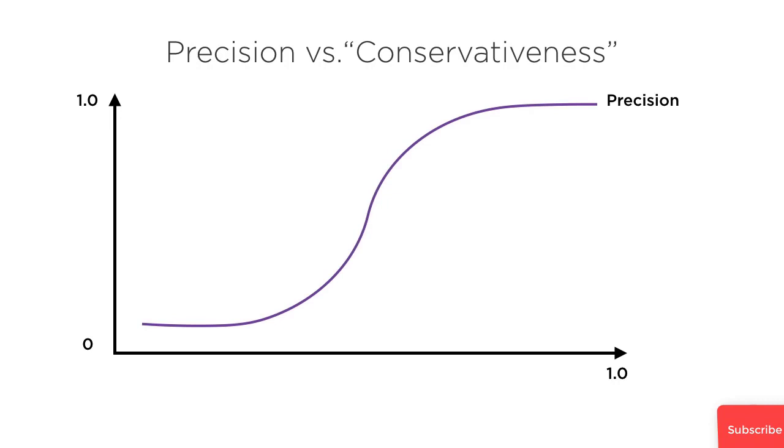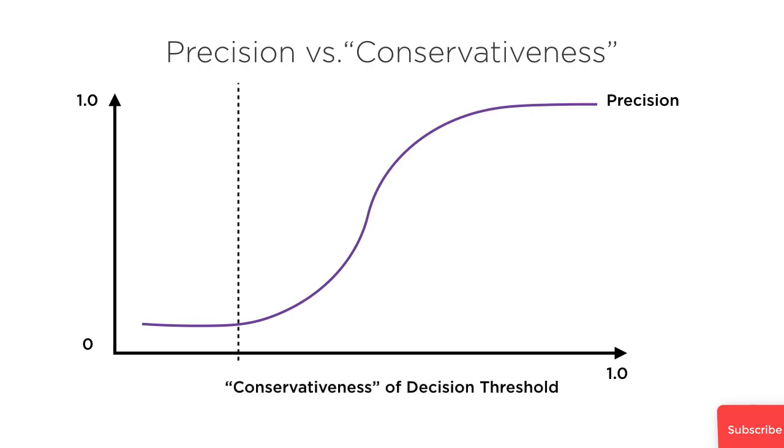Let's plot a curve of conservativeness of your decision threshold along the x-axis and the precision of your model along the y-axis. You'll get an S curve like you see here on screen. As your classifier becomes less conservative, precision falls. As your classifier becomes more conservative, the precision will increase.